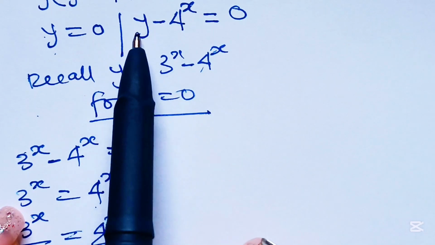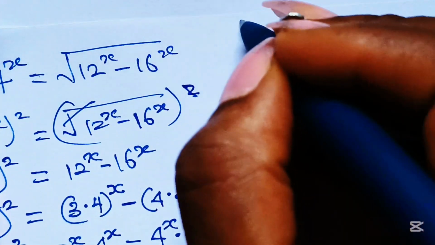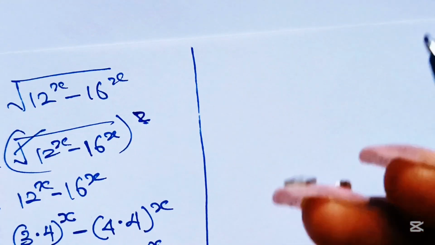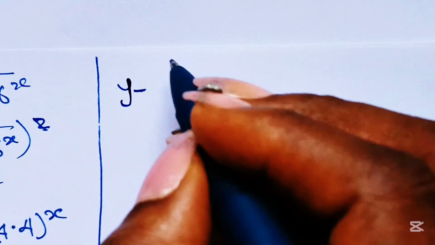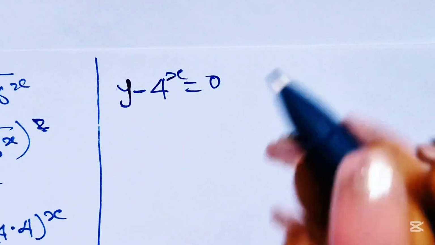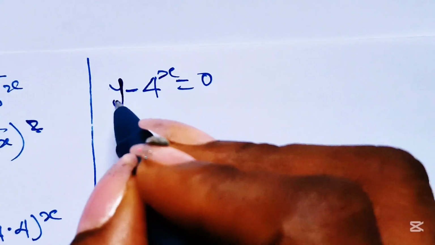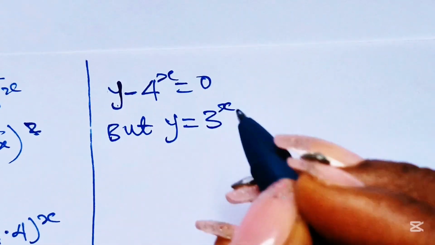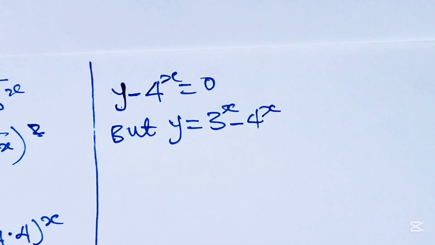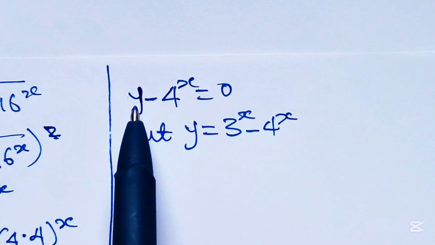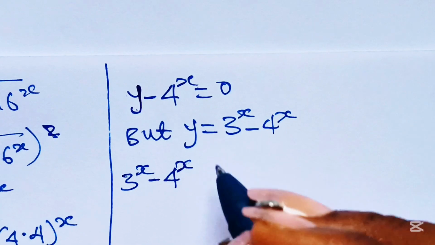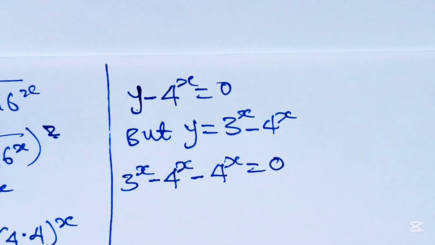Now let us solve this second part, that says y minus 4 to the power of x is equal to 0. Okay. All right. Permit me to draw this line. So this is what we have: y minus 4 to the power of x is equal to 0. So recall that our y is equal to 3 to the power of x minus 4 to the power of x. So we substitute that here. So we are going to have 3 to the power of x minus 4 to the power of x minus 4 to the power of x is equal to 0.